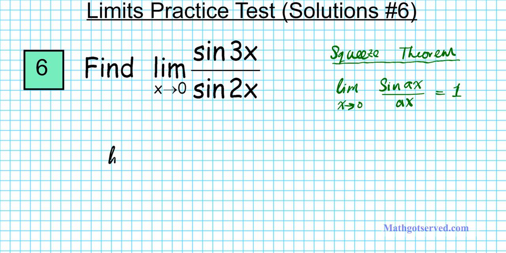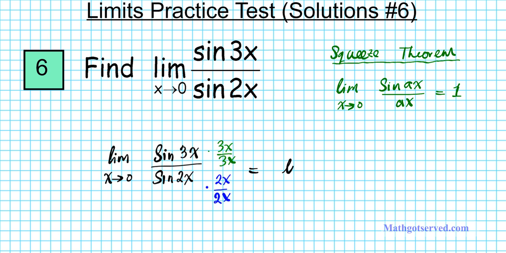So let's go ahead and write down the problem again. The limit as x approaches 0 of sine 3x over sine 2x. So what we're going to do is multiply the numerator by the argument of your sine function, so multiply by 3x over 3x. And then the denominator, you multiply by the argument of your sine function in the denominator, 2x over 2x. So now that's going to yield the limit as x approaches 0.